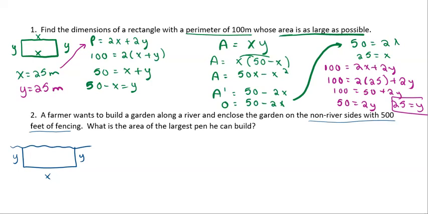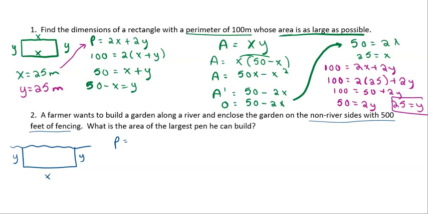So this is just the pieces that we have to work with. So we have perimeter again. What is the area of the largest pen he can build? And to our perimeter, we are relating it to area again. So let's see if we can do this.